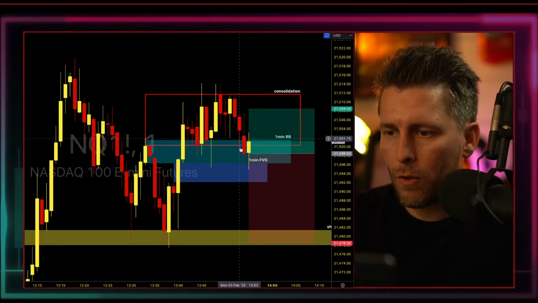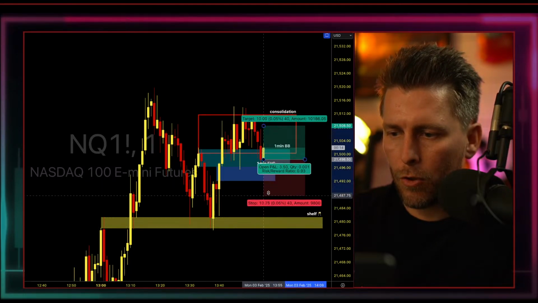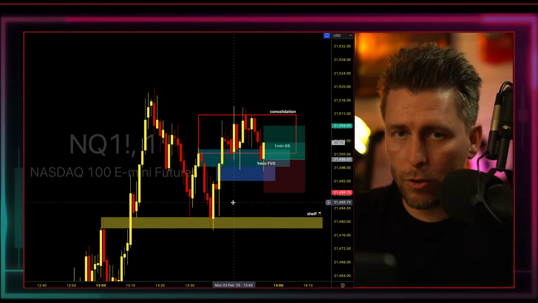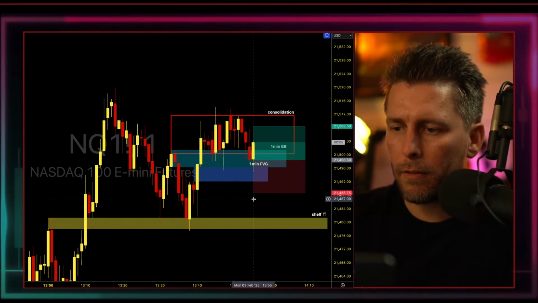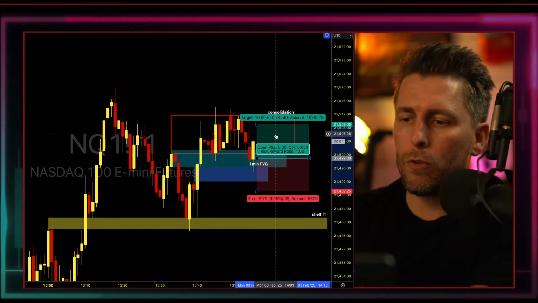So the pattern itself is a strong pattern. It has to do with structural break and inefficiencies. Those are two very strong things in trading, right? So this particular pattern is still good, whether you trade off this pattern or not.